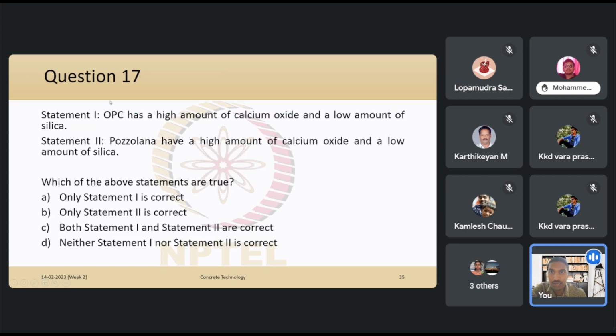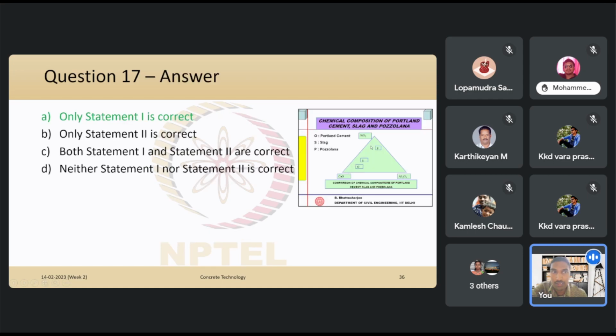If you look at the statements, both are talking about calcium oxide and silica, both saying a high amount of calcium and a low amount of silica, but it is true only for OPC. OPC has high calcium oxide and low silica. So only that statement is correct, and the right option is option A. Any questions?